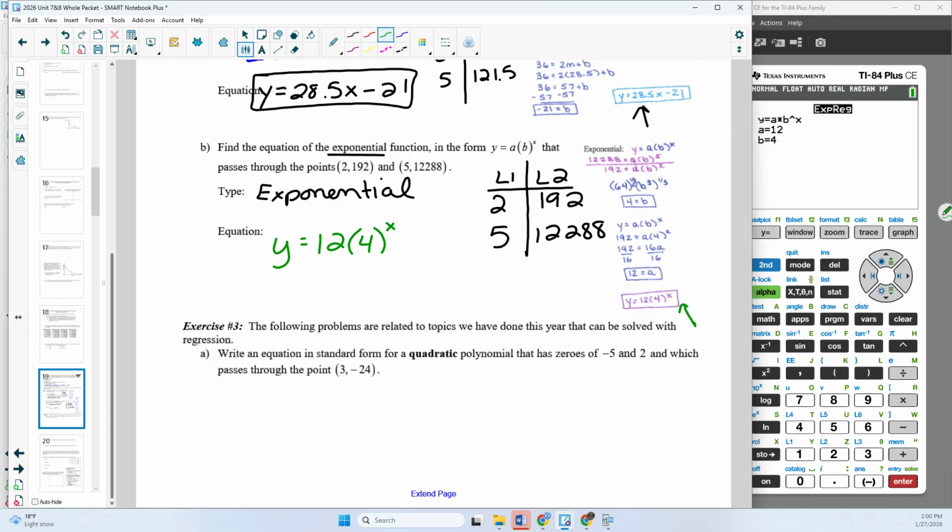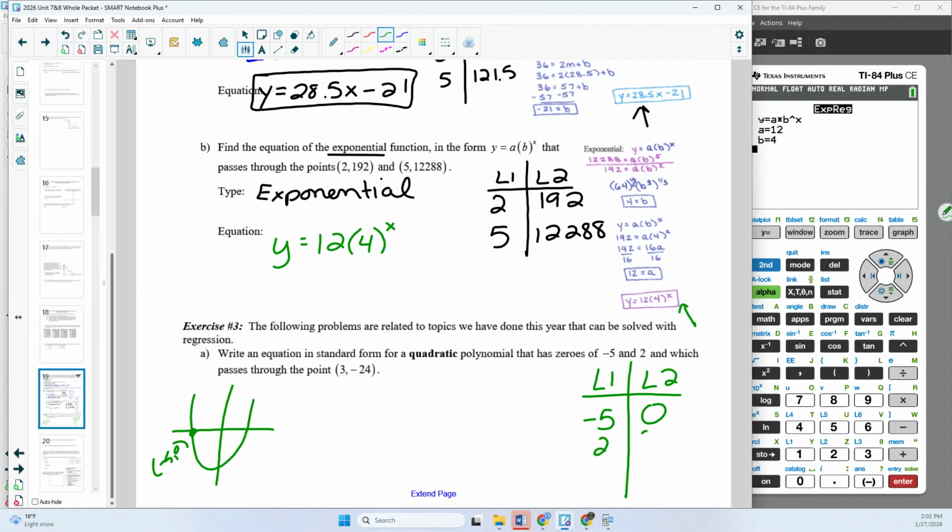So here it says write an equation in standard form for a quadratic polynomial that has zeros of negative 5 and 2, and also passes through the point (3, -24). So if I have a 0 of negative 5, that means on a graph that's the point (-5, 0). So in my table, I can write (-5, 0). In the same way, I'm going to write (2, 0). And then my last point I have is (3, -24).